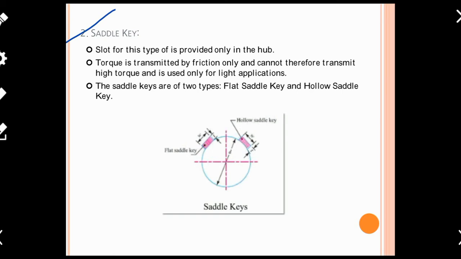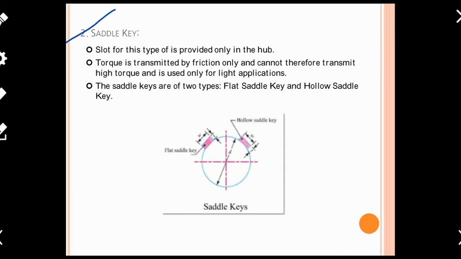That means clearly that there are no slots provided on the outer peripheral surface of the shaft if you are using a saddle key. Then one may have the question: how can power or torque be transmitted from the shaft to the rotating member? Dear friends, it's a very good question. Torque or power can be transmitted by virtue of friction between the outer surface of the shaft and the bottom flat surface of the key, whereas the same power is transmitted between the key and the slot provided specially in the rotating member. So this is the way in which the power can be transmitted.